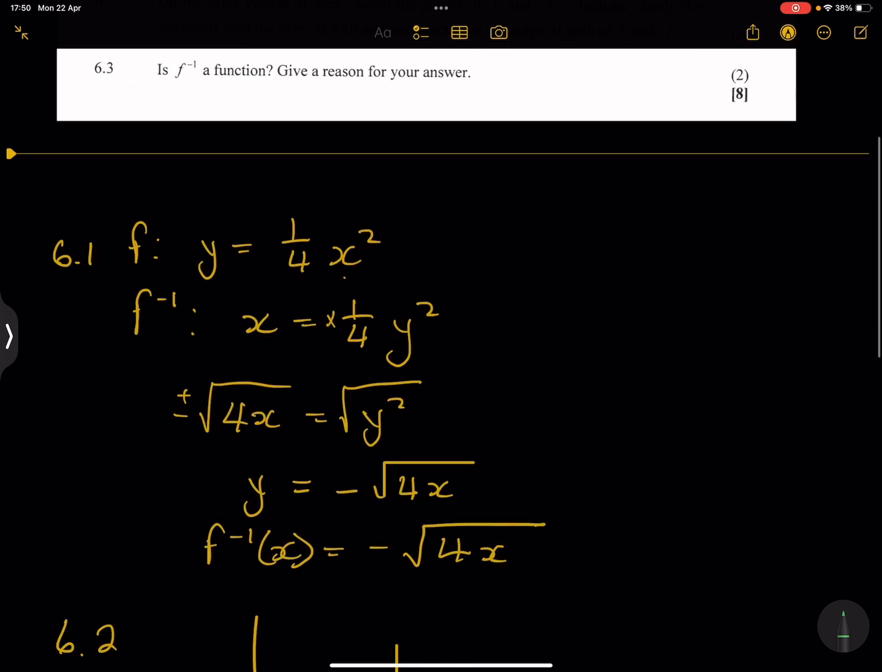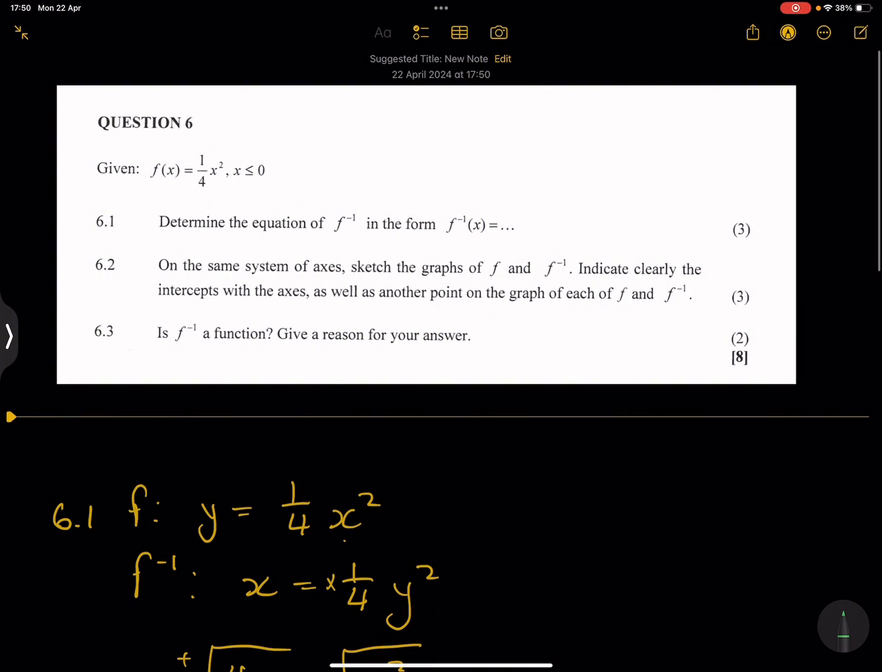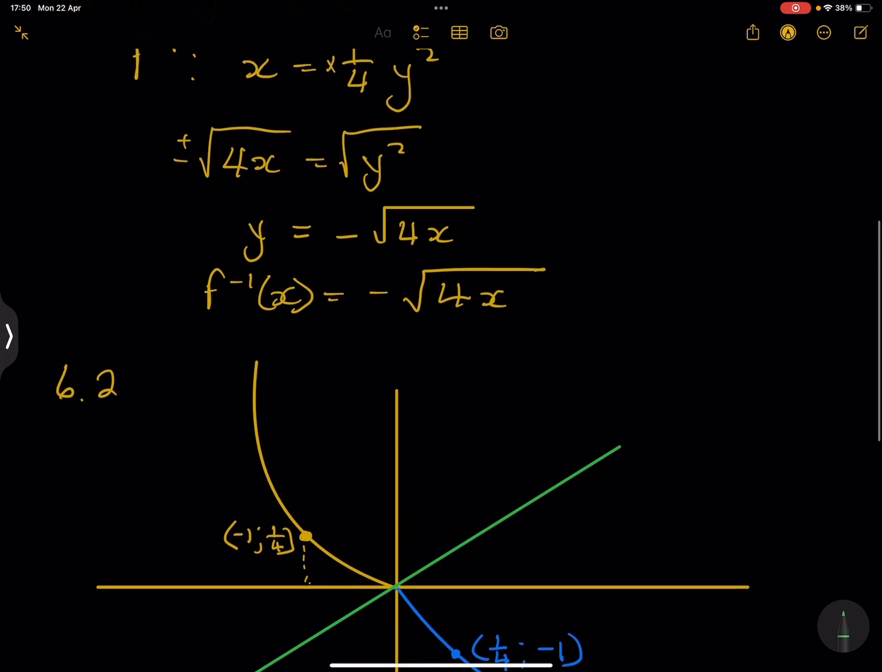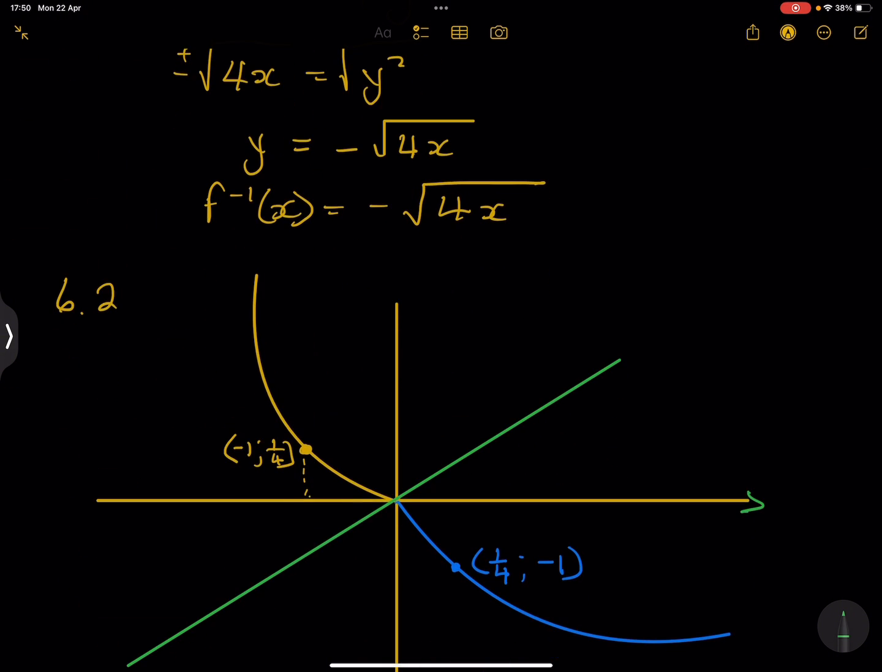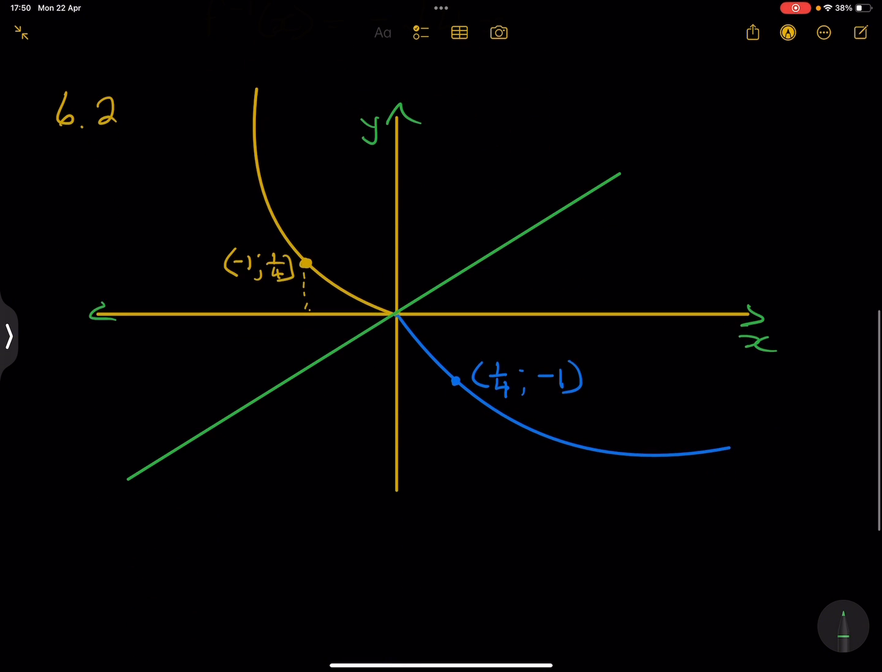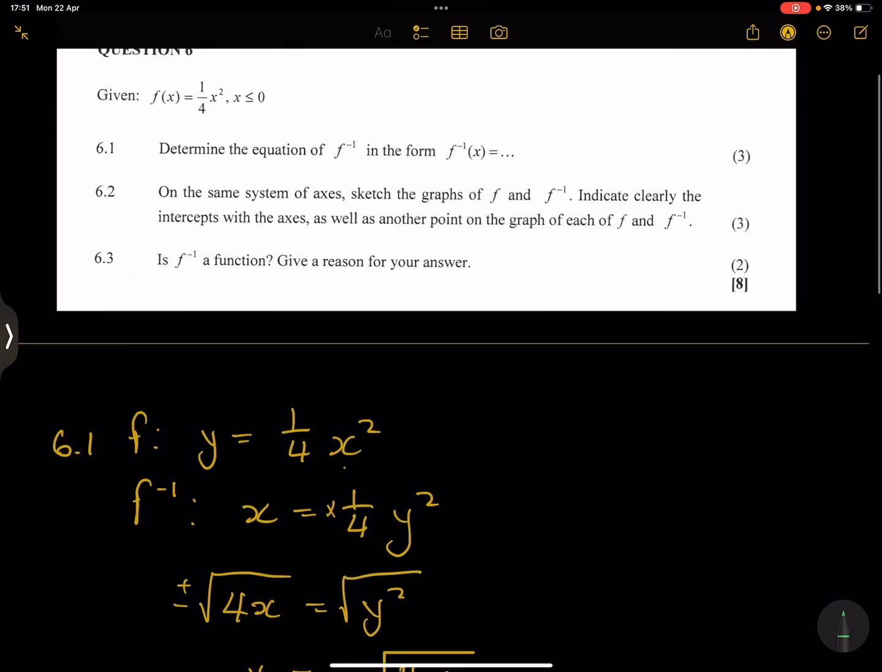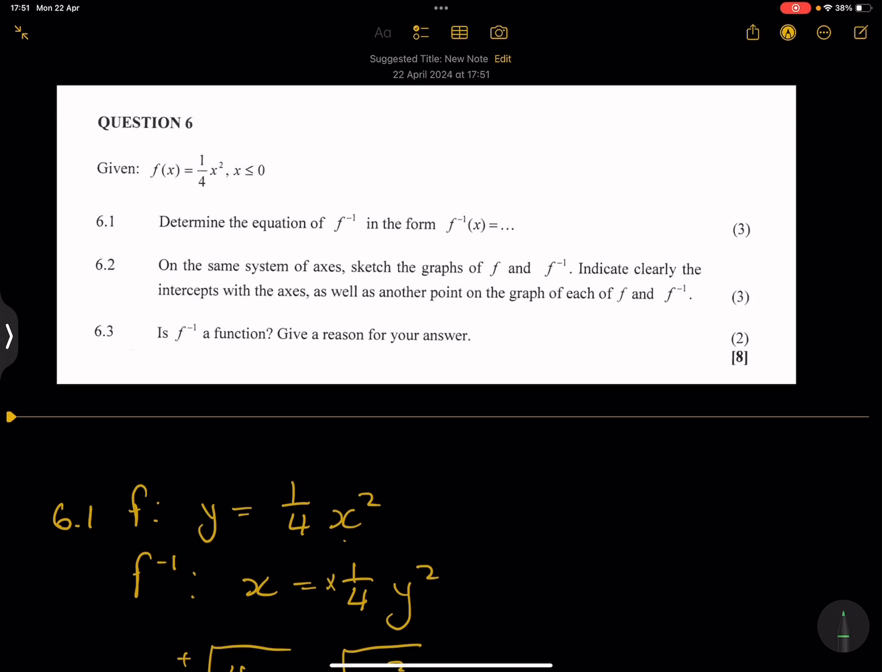And then finally, they want us to, oh, by the way, please remember to always label your axes, ladies and gents. So this would be y and x. Please, you lose marks if you do not label those axes. And they say, is the inverse of f a function?